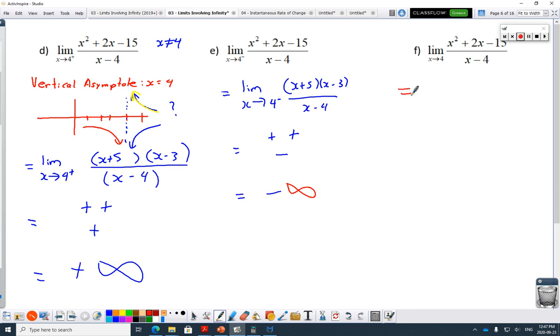Oh, I don't need to write anything for this one. Limit as x approaches 4 of this thing. Well, someone in their own words, help somebody out who doesn't get what the difference is between these 3. What is this asking you to do?